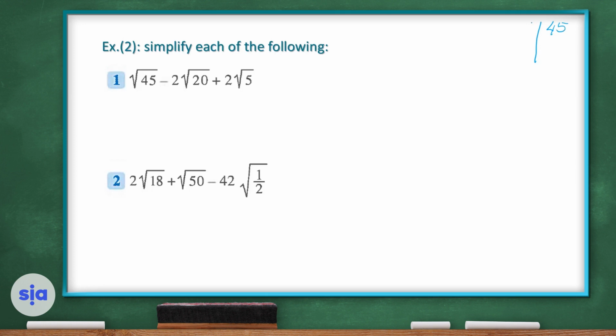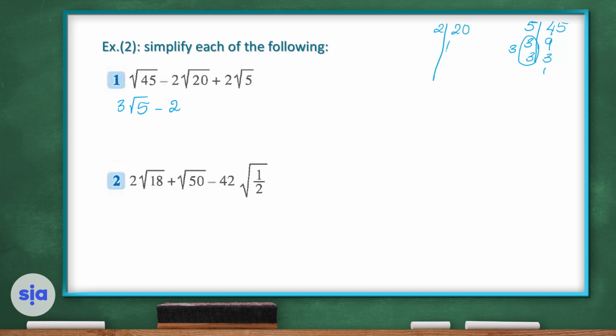make the prime factorization of it. So divided by 5, it's 9, divided by 3, it's 3, divided by 3 is 1. We have now a pair of 3, it will go outside as 1, 3. So square root of 45 can be simplified as 3 square root of 5 minus 2. Then go and simplify the square root of 20.